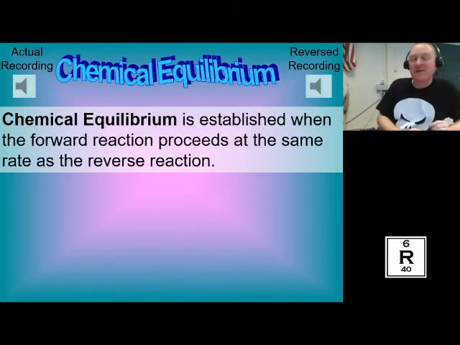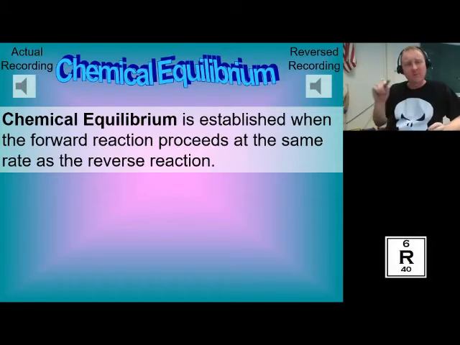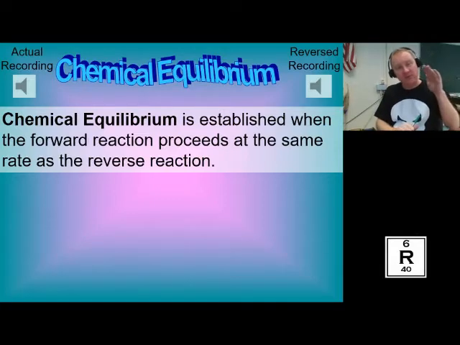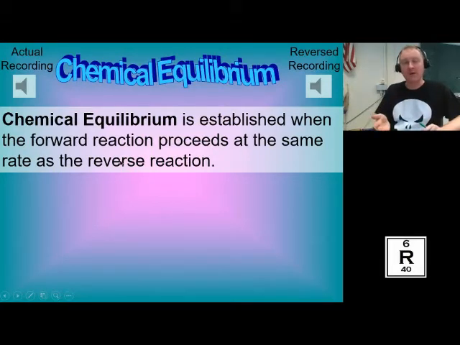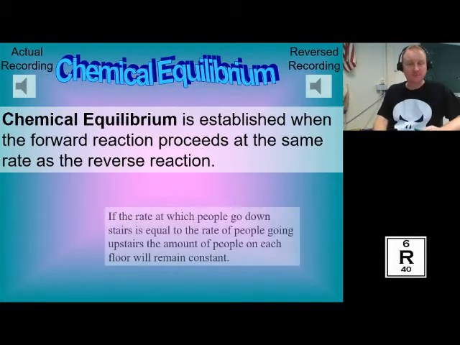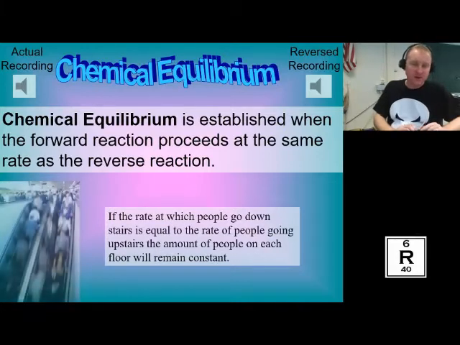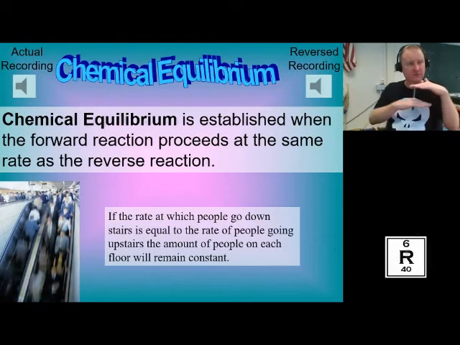Anyways, so what is chemical equilibrium? This is established when the forward reaction proceeds at the same rate as the reverse reaction. So we talked about these reversible reactions, this double arrow. If the forward reaction is occurring at the same rate as the reverse reaction, we're at chemical equilibrium. That means we're not gaining more product or more reactant. I like to use the analogy of like a two-store, maybe shopping center.